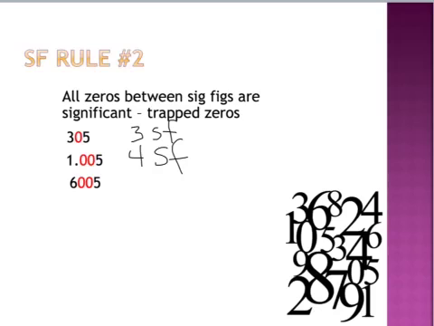Again, trapped zeros in the red. Trapped between 6 and 5. Therefore, everything in this is significant, for 4 sig figs.